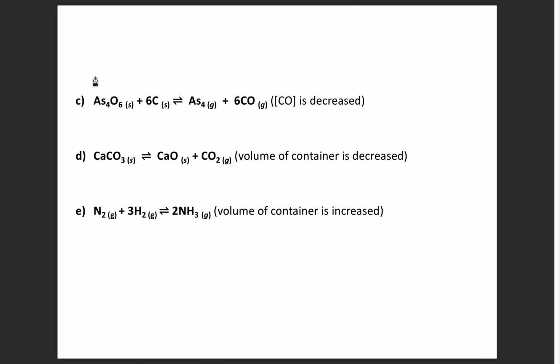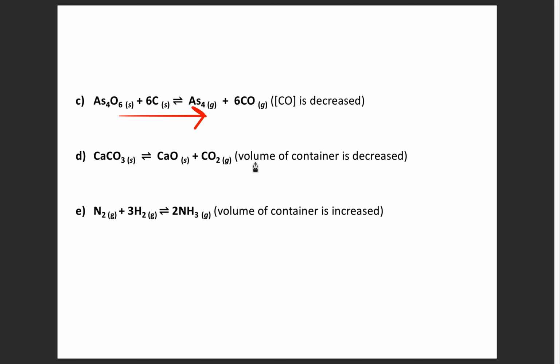Again, pause the video, try it out, and then come back to the video and see how you did. So for part C, we have the concentration of carbon monoxide being decreased. So here's carbon monoxide. If we take some away, that means we don't have enough, which means we need to produce more of it, which means you're going to have a shift to the right.